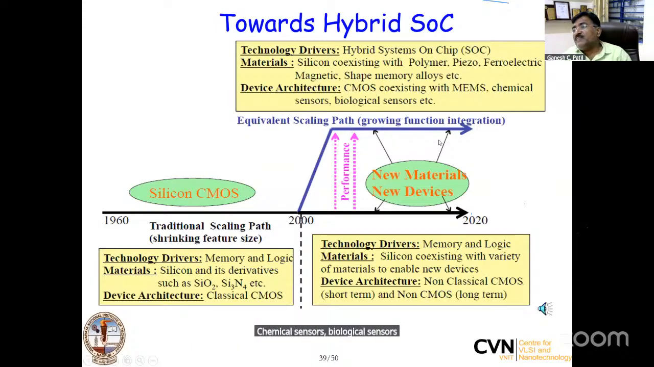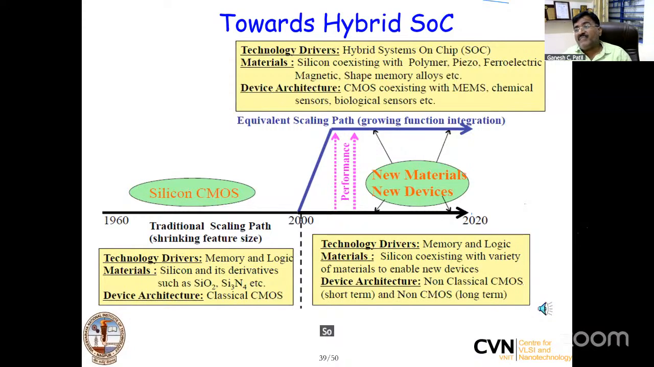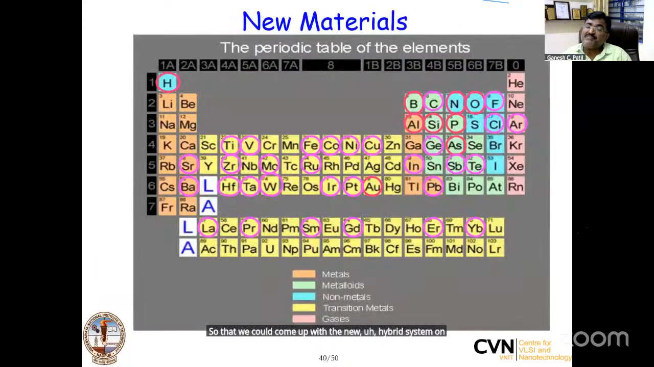Like in our mobile phones, we use MEMS CMOS, right? So that would be the domain where people are trying to work together to come up with new sensors, so that we could come up with new hybrid system on chip architectures. So this is just a glimpse. I will show you the new material domains.